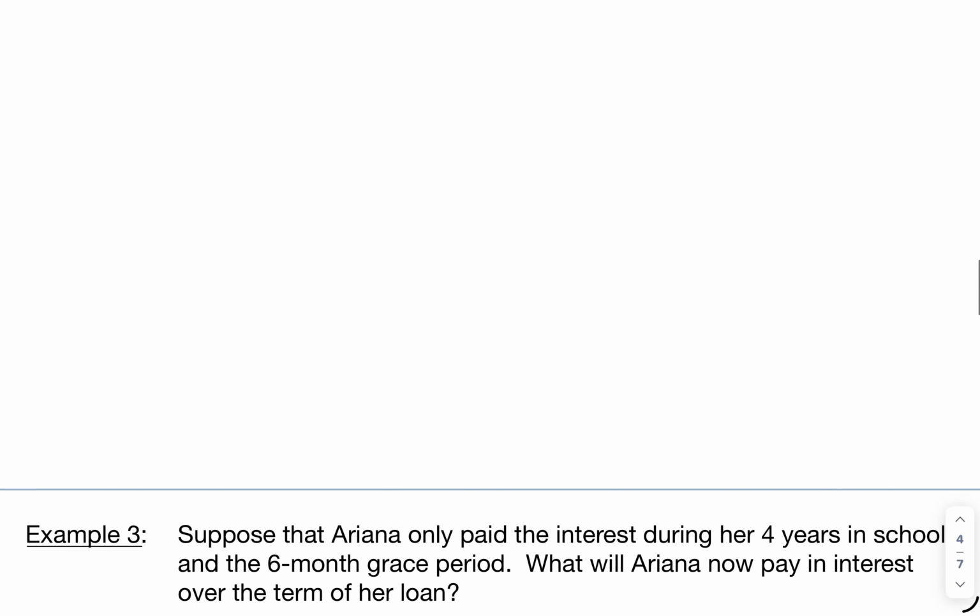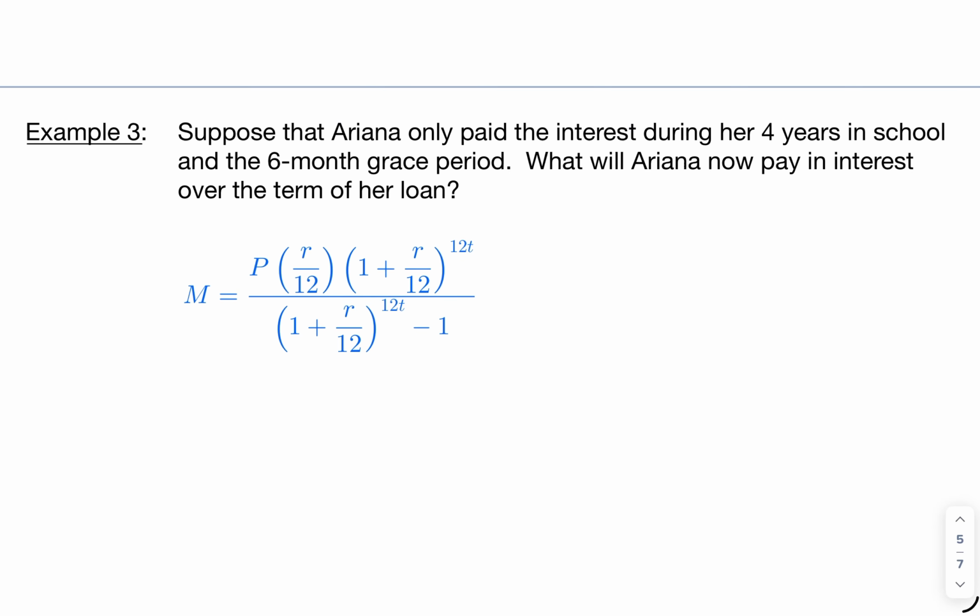Okay, now, example 3 says that suppose that Ariana only paid the interest during her 4 years in school and the 6-month grace period. What will Ariana now pay in interest over the term of her loan? Okay, so assuming that she'd been paying just her interest over the 4.5-year period, then we would continue the same calculation, except instead of using the interest capitalization as our principal, we're going to go back to the original loan amount, which was $9,100.